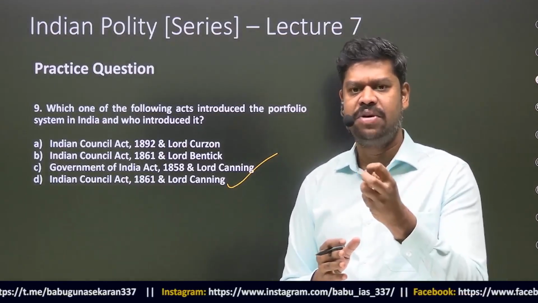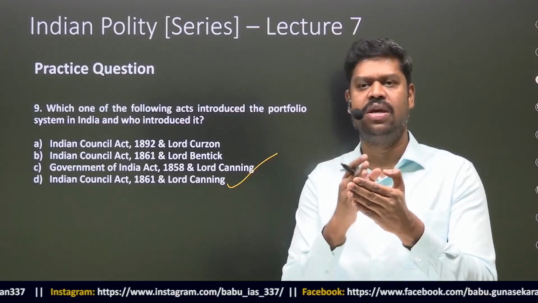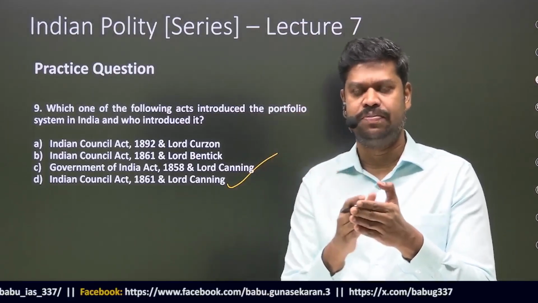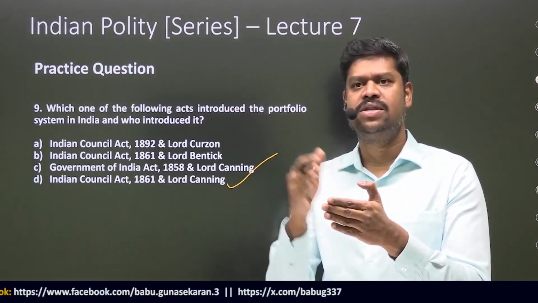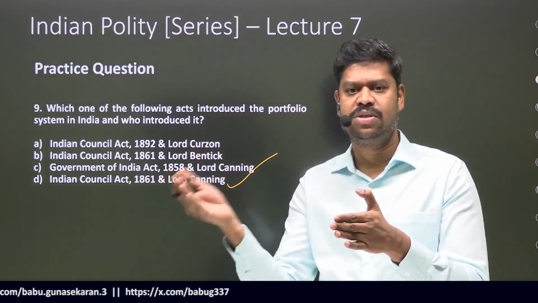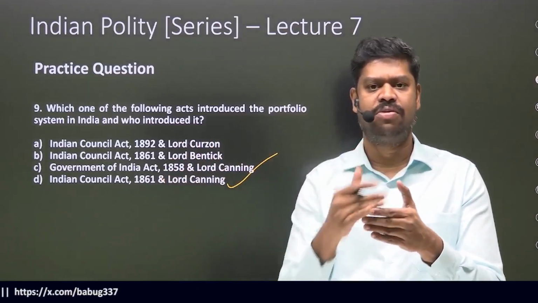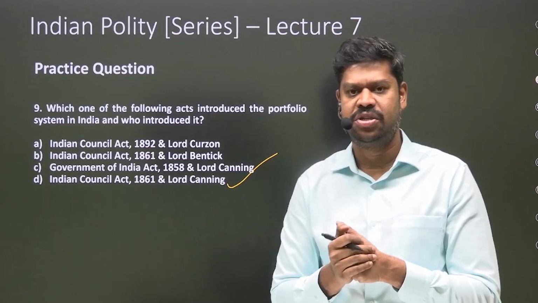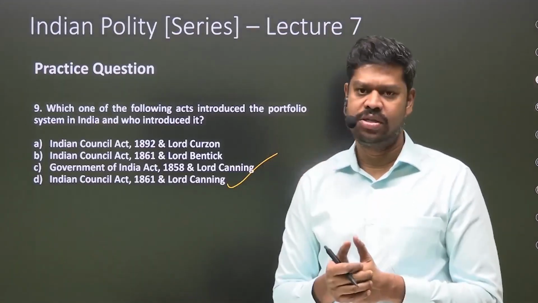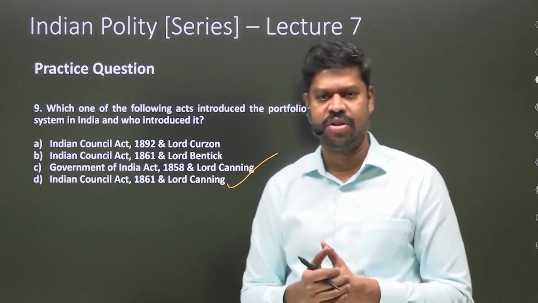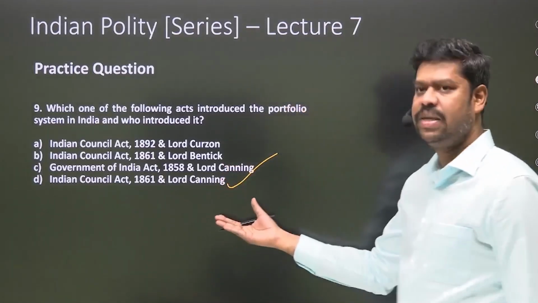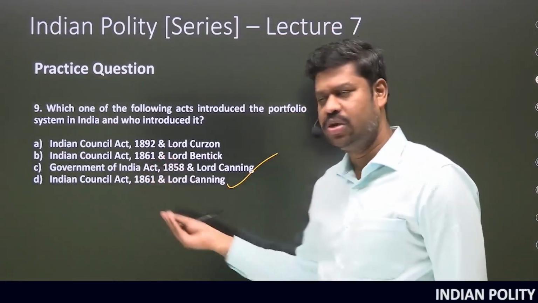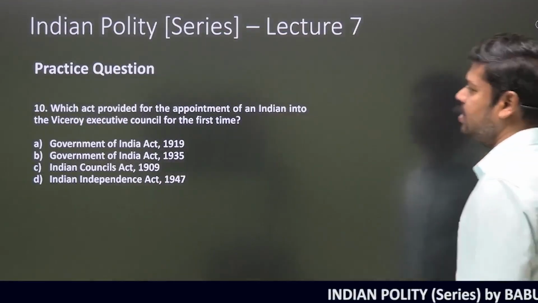Suppose 5 members are there in the council, the Governor General's Council or the Viceroy's Council; every person would be responsible for a specific subject matter. For example, today the Home Minister is responsible for Home Affairs, the Defence Minister for the Defence of India, the Finance Minister for managing the finances of our country, and the Education Minister for managing education in our country. This is what is called the portfolio system, which we have carried forward even after the British left India. But when it was first introduced, it was as per the Indian Councils Act 1861, and it was introduced by Lord Canning. Come to the next question.